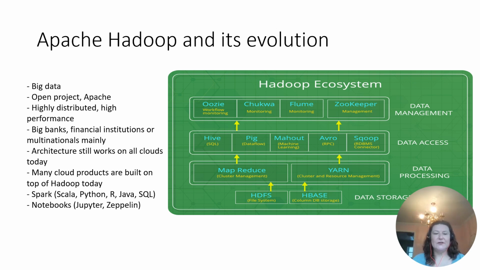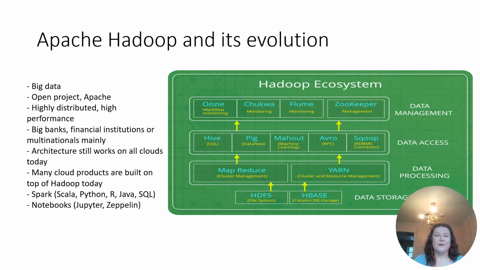On top of those two, just about all of the other products exist. So Hive, Pig, Mahout, Avro, Scoop, Zookeeper, Flume, Chuka, Oozie, all of these products sit on top of all of that. But nowadays, the cloud providers have built a lot of their components on top of Hadoop. So we'll talk about that in a few slides, but pretty much if you're using big data in the cloud, you're probably using Hadoop.